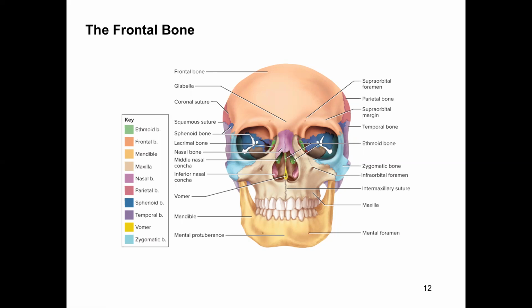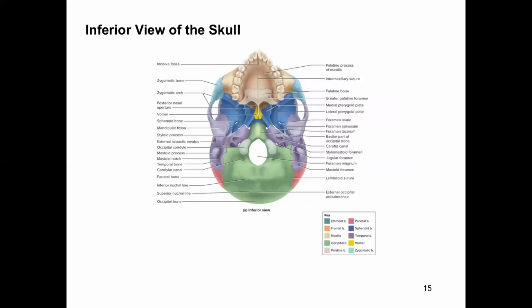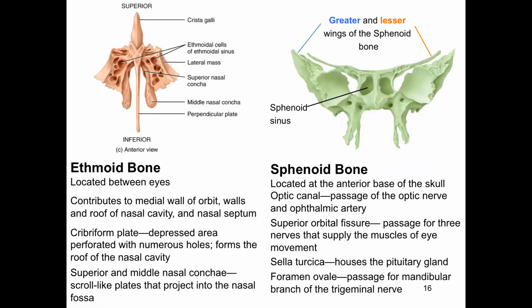All right, so let's keep going here. A little special stuff about the ethmoid bone and the sphenoid bone. The sphenoid bone is a really wild bone, and you can see it from many angles in the skull. The reason it's so important, we call it the keystone, right? So it holds a lot together.